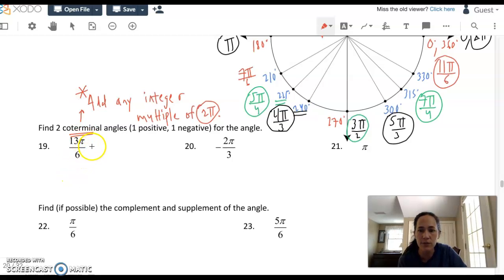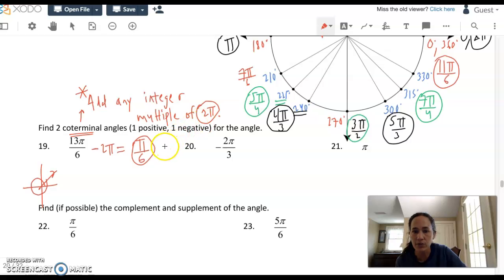For 13 pi over 6, that angle too big for you, subtract 2 pi once, you'll get something that's still positive but coterminal. It'll fall in the same spot. So 13 pi over 6 minus 2 pi is kind of like saying minus 12 pi over 6, leaves you with pi over 6 exactly left over. So you've gone the whole way around the circle and 1 pi over 6 more than that to land in quadrant 1. If you need a negative coterminal angle, just like with degrees and 360s, we can continue subtracting any integer multiple of 2 pi. So minus 2 pi again, right? Minus 12 pi over 6 gives you negative 11 pi over 6. We'll land in the same spot.